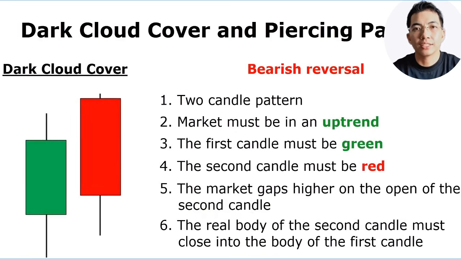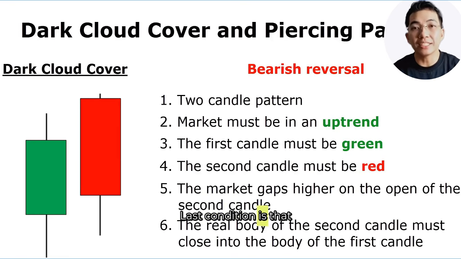Let's start with the dark cloud cover. So the dark cloud cover is a bearish reversal pattern and it is composed of two candlesticks. The market must be in an uptrend. Once again, this condition is very important. The first candle must be green and the second candle must be red. Then the market gaps higher on the open of the second candle. So there is a gap between the first and the second candle.